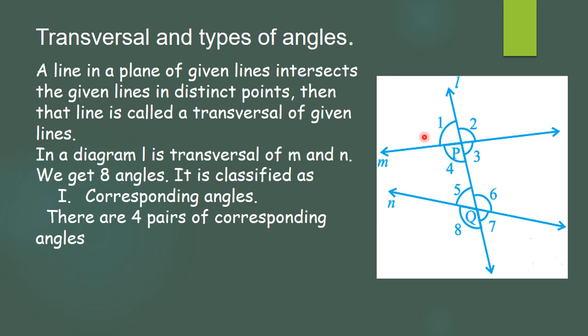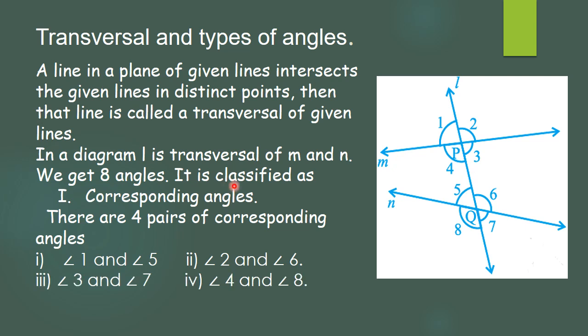The four pairs of corresponding angles: the position should be the same. Here angle 1 and angle 5 are both above the line and to the left of the transversal, so that is called a corresponding angle. The first pair is angle 1 and angle 5, second is 2 and 6, next naturally 3 and 7, and 4 and 8 are the corresponding angles.